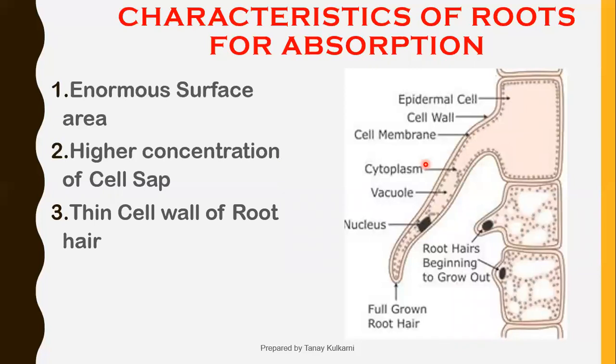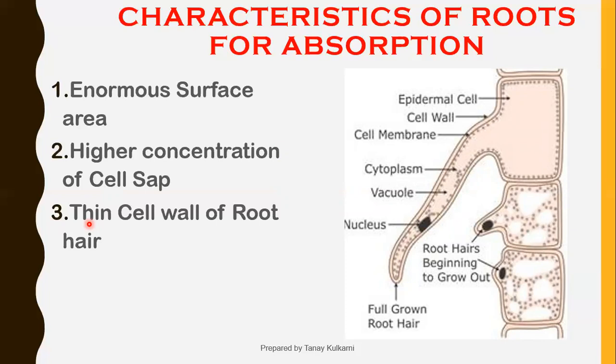The third important property is the thin cell wall of the root hair. Students, this diagram is from our textbook. If you refer to your textbook, you will come to know that this is figure 4.2. My suggestion is that you practice this diagram for sketch and label purposes. If you see in detail, very carefully, you will notice that the root hair is nothing but an extension of one of the root cells. So because of the stretching, the cell wall of the root hair becomes thinner.